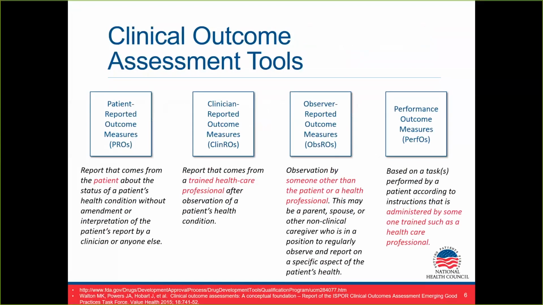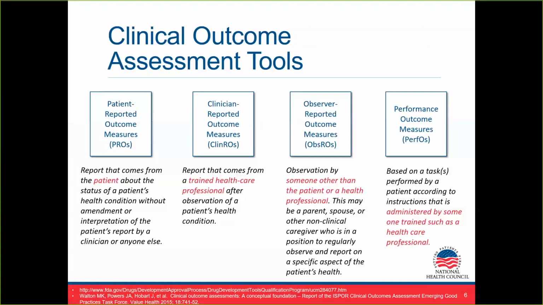Additionally, we have clinician-reported outcome measures, or ClinROs, which are reports that come from a trained healthcare professional after observation of a patient's health or condition. We also have observer-reported outcome measures, or ObsROs, which are observations by someone other than the patient or a health professional. So this could be a parent, a spouse, or any other non-clinical caregiver who is in a position to regularly observe and report on a specific aspect of the patient's health. For example, a teacher might be an appropriate observer.